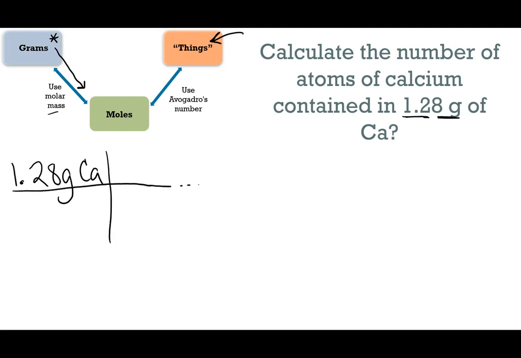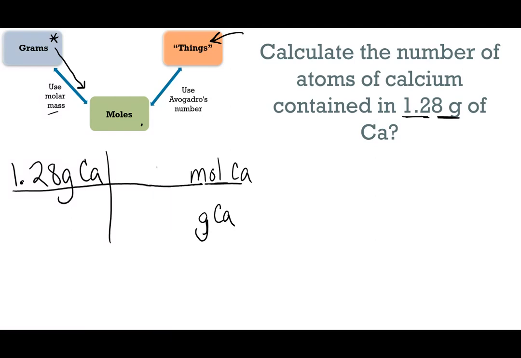Draw our train tracks. What unit is going to go on the bottom? What unit are we trying to get rid of? Grams of calcium. And what unit is going to go on the top? What's our first destination, our first stop? So here's where the map is helpful. So our first stop is moles. So we're going to do moles of calcium here.